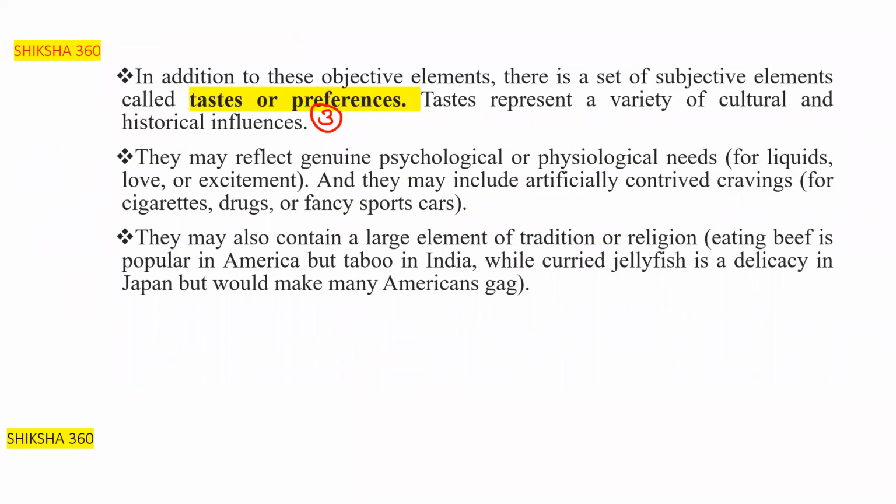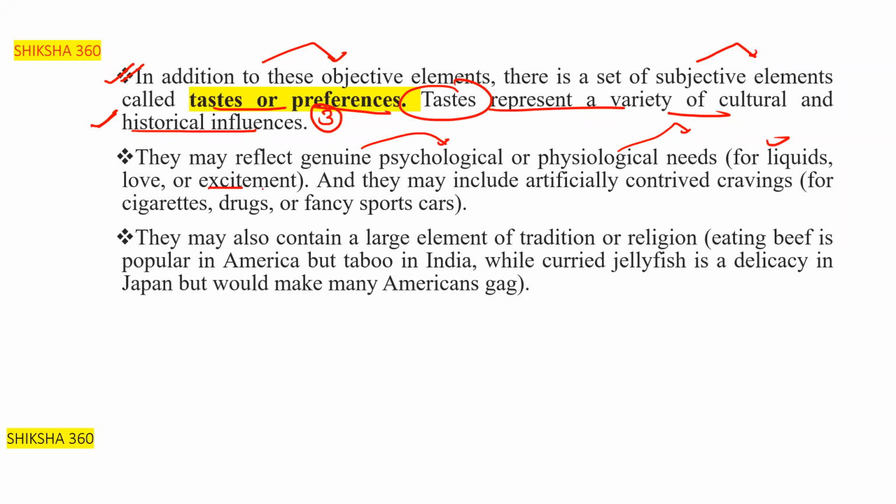Next one is taste or preferences. In addition to these objective elements, there is a set of subjective elements like taste or preferences. Taste represents a variety of cultural and historical influences. They may reflect genuine psychological or physiological needs, for liquids, love or excitement.